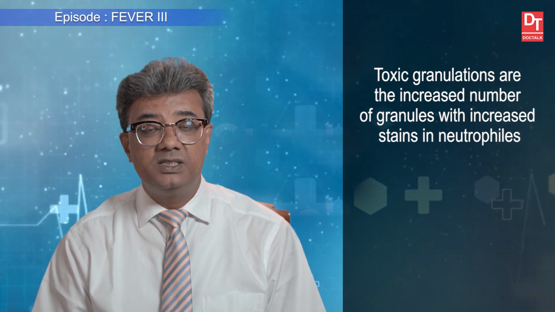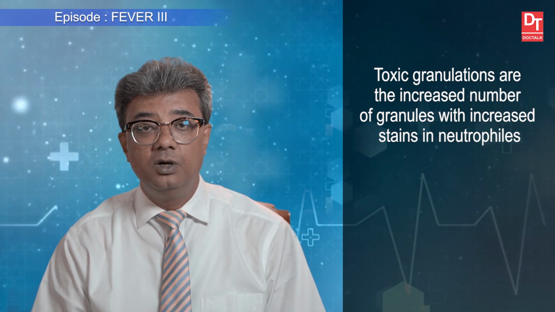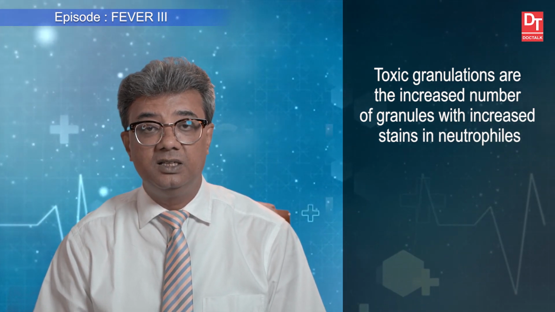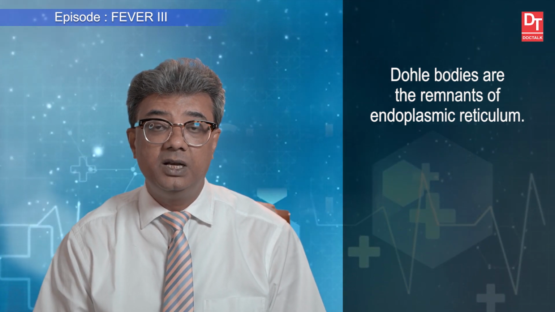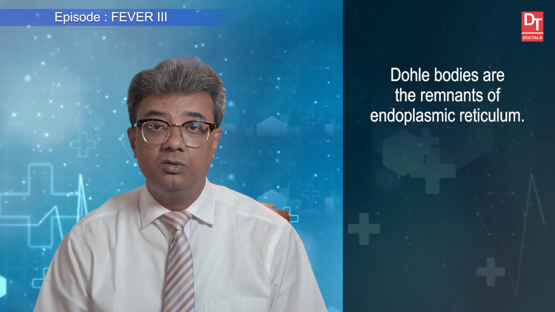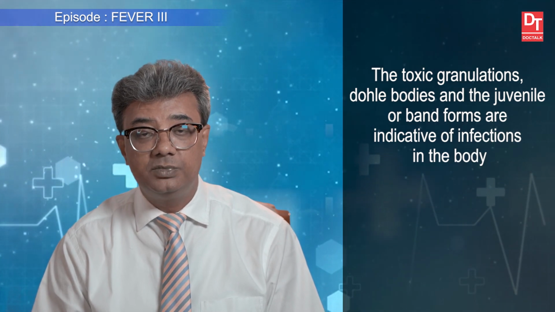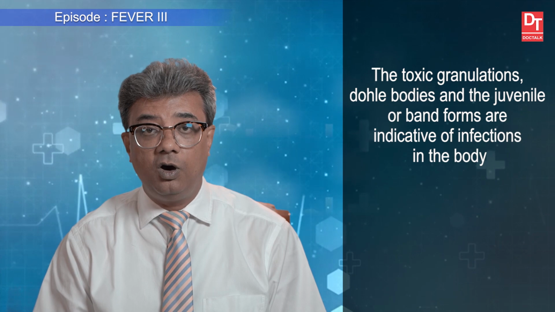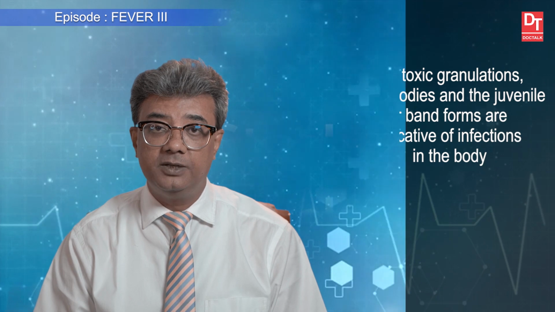What are toxic granulations? Toxic granulations are basically increased number of granules with increased staining in neutrophils. And what are Dohle bodies? Probably Dohle bodies are old remnant of endoplasmic reticulum. So, these toxic granulations, Dohle bodies, juvenile or band forms are indicative of infections in the body.